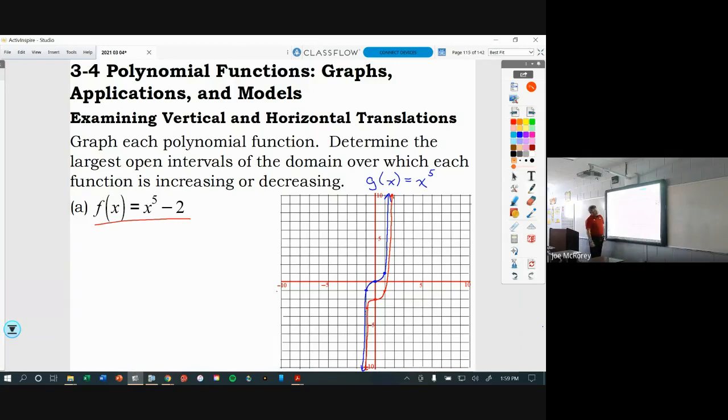I have 2 questions to ask on this. Determine the largest open interval over which the function is increasing. When is that red function increasing? Zero to infinity. Oh wait, wrong one. Negative. When is it increasing? Negative infinity. Increasing on the interval, starting when? Negative infinity. Until when? Infinity.